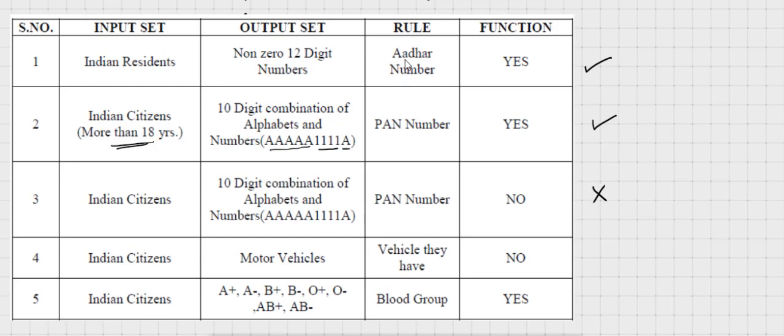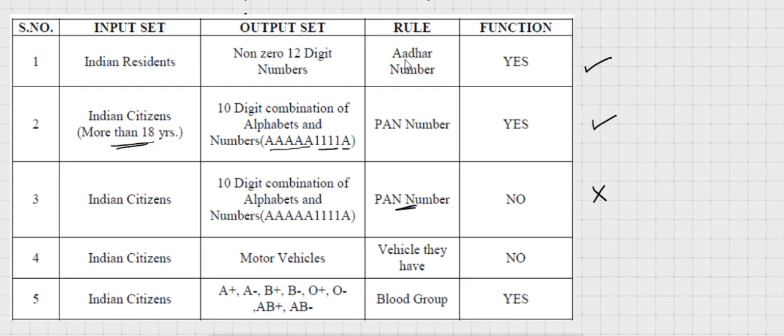What is the first condition? All the citizens, that is all the elements of the input set, should have an output. Here I am defining the rule as PAN number. See, a 3-year-old kid won't have a PAN number. No need for a 3-year-old kid to have a PAN number. So that condition is failed. So this rule will not be a function.